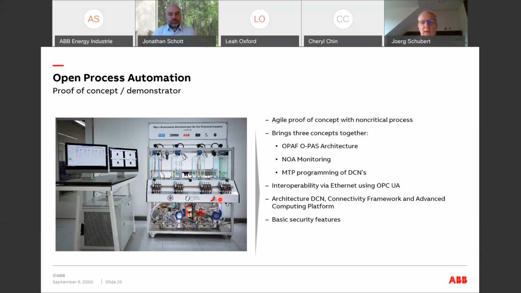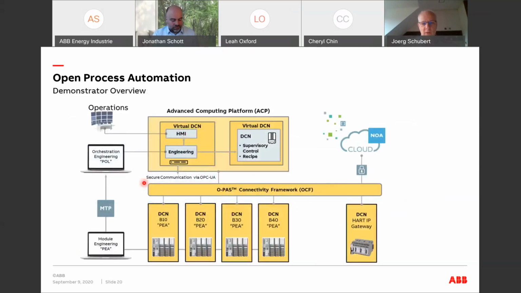The interoperability between the components, the different DCNs, and you see this on the next slide in a picture more detailed, is based on Ethernet. But as I said, we have tried to combine the open process automation functions with an approach for the engineering through the modular type packages, so that whatever was available as automation solution in the package could be used in a very efficient way for the overall orchestration. And let me show this in a little bit more schematic drawing here.